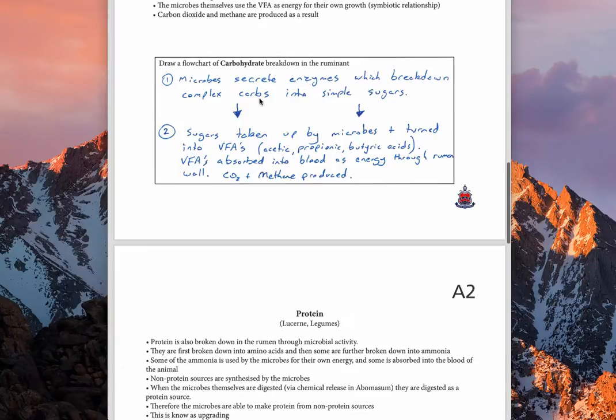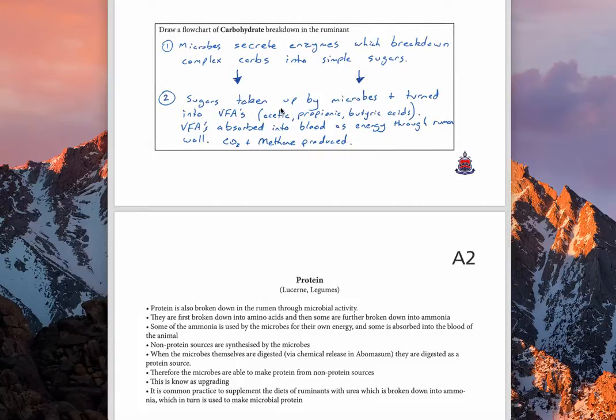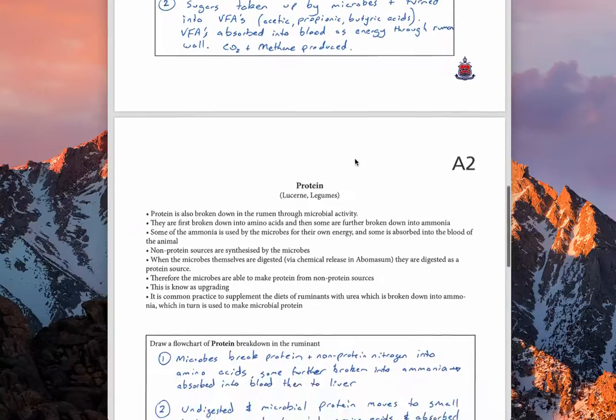Okay, so in terms of carbohydrate breakdown, putting those things above into words: microbes secrete enzymes which break down complex carbohydrates into simple sugars. Those sugars are taken up by the microbes and turned into VFAs, volatile fatty acids: acetic, propionic, and butyric. They're absorbed into the blood as energy through the rumen wall, and carbon dioxide and methane are produced.